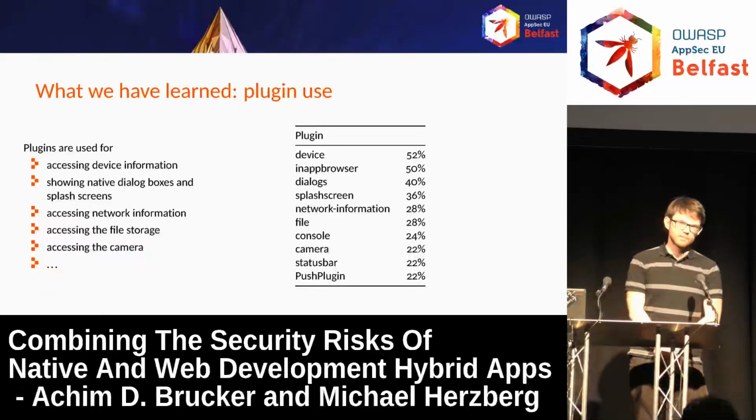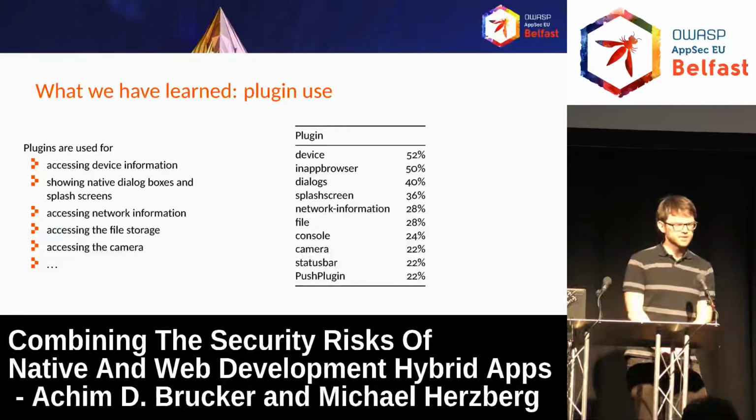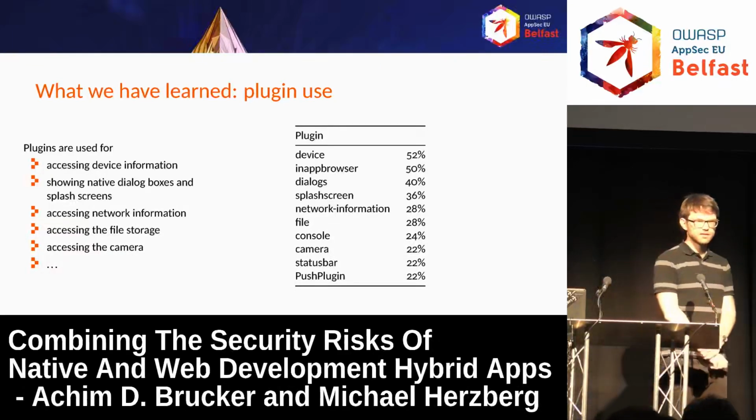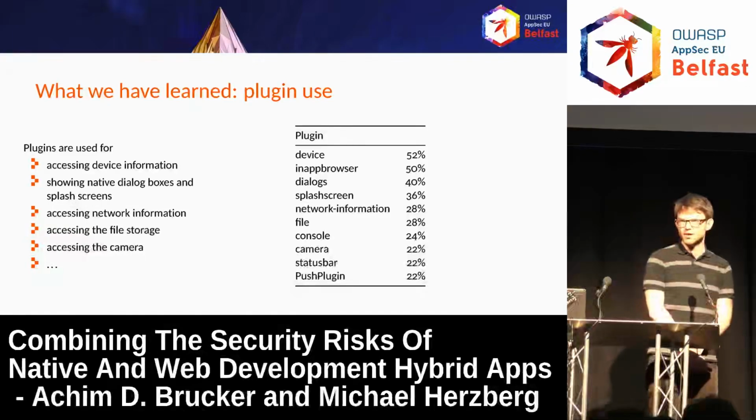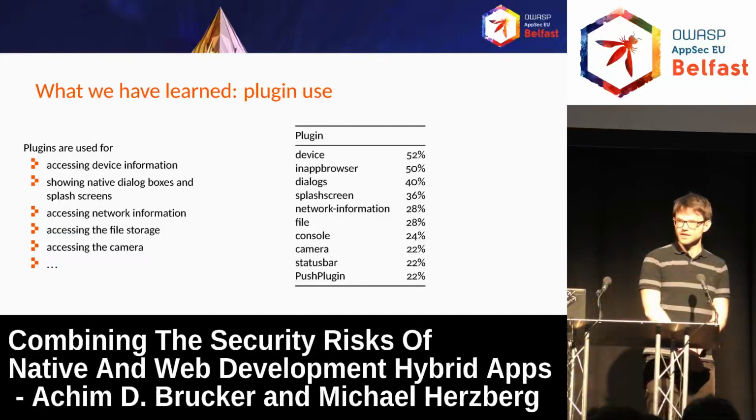So we learned that plugins are used for a variety of different things, but most of them were rather simple. More than half of the Cordova apps we found use the device or in-app browser plugin, which just provides more information on what kind of device the app is running, which a little bit defeats the platform independent purpose, I guess, if you then query on what kind of device they're running anyways. But we also saw plugins that provide access to the file system or the camera.